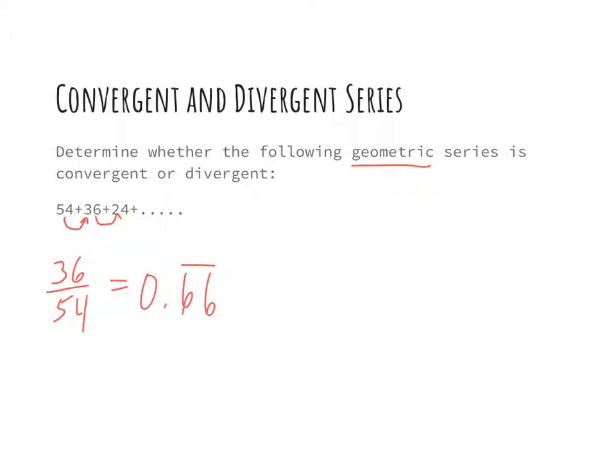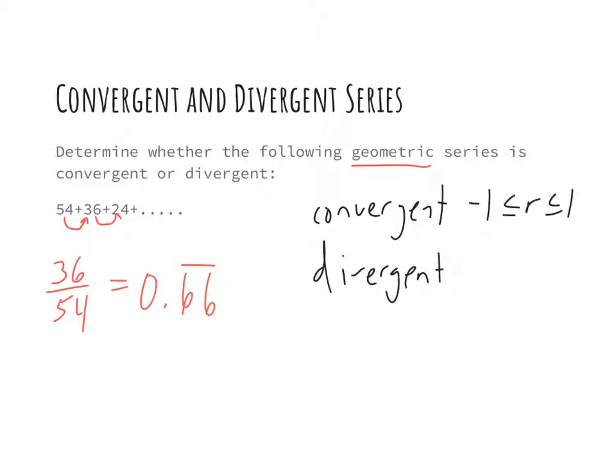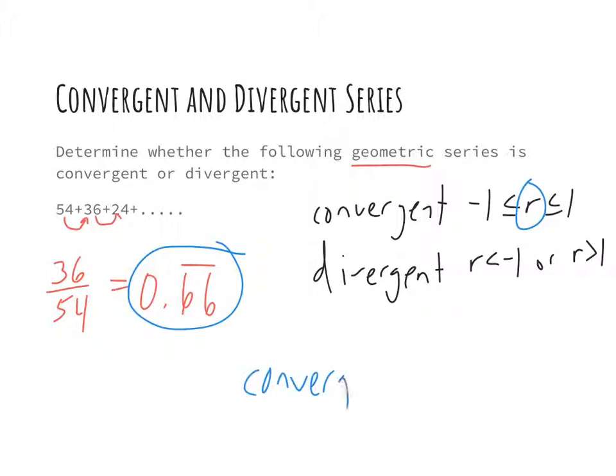Now if you remember, convergent falls between -1 and 1. Divergent is either less than -1 or greater than 1. Well, for this one, 0.66 falls right in between -1 and 1. So therefore, we would say this is a convergent series.